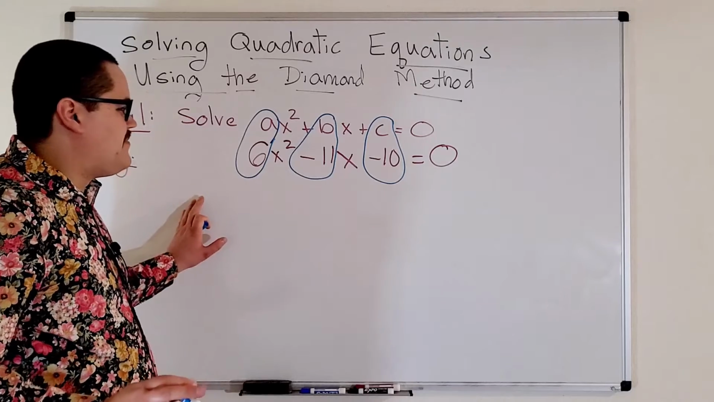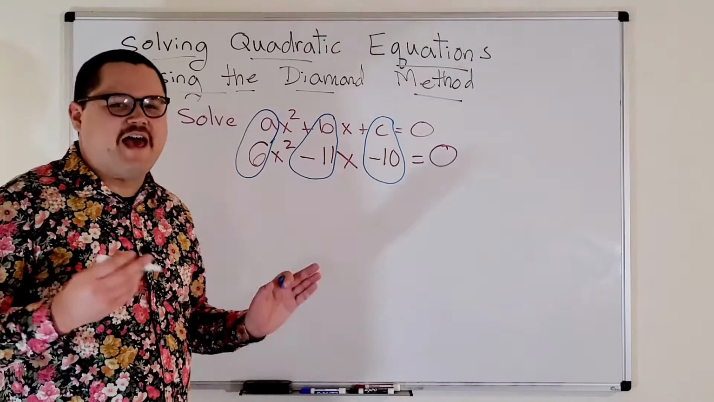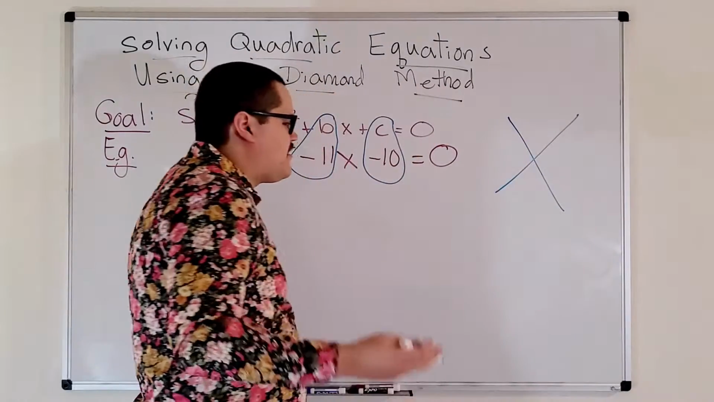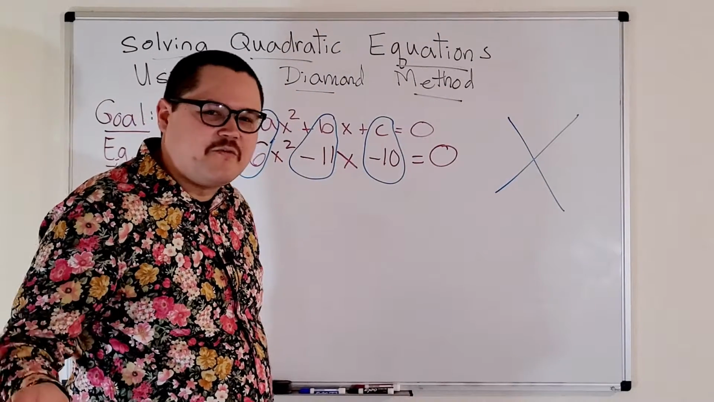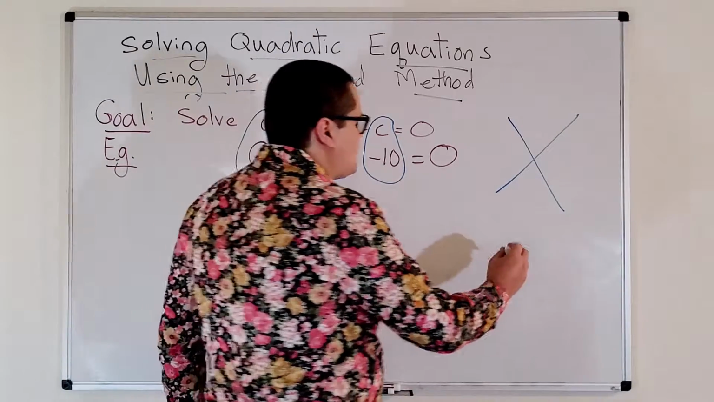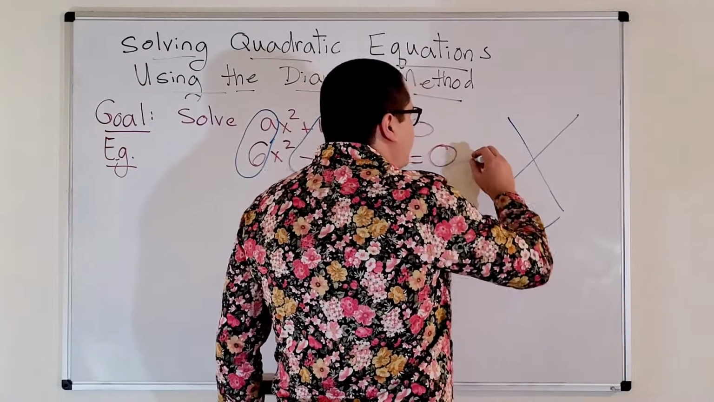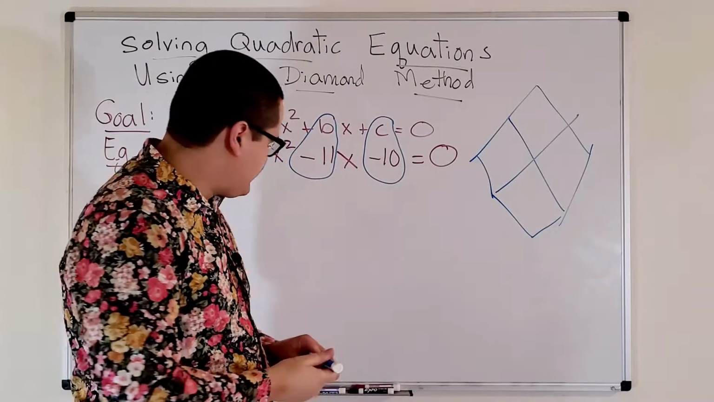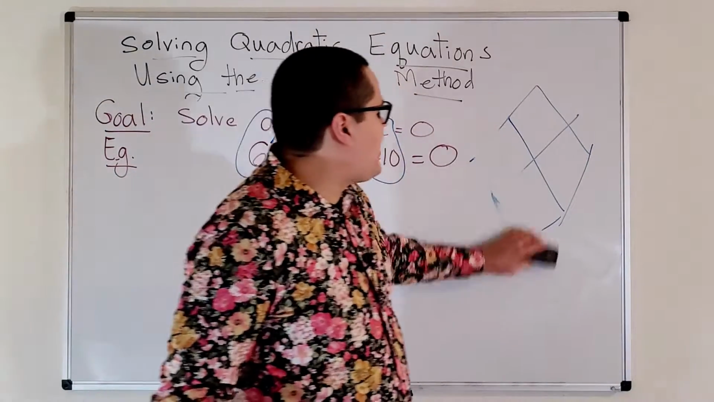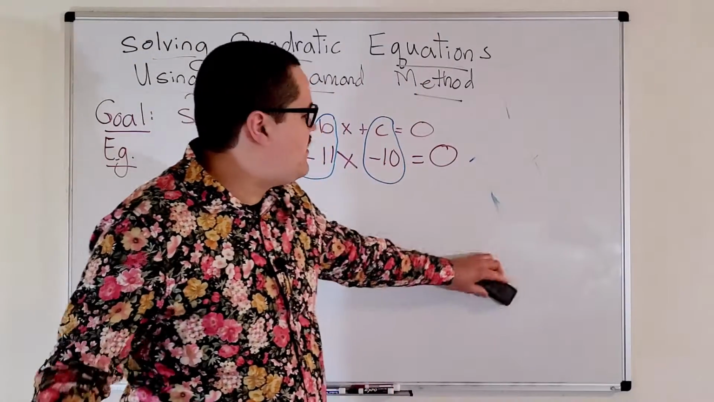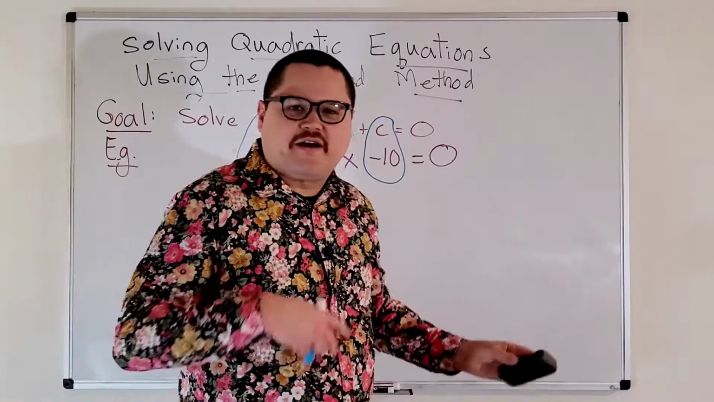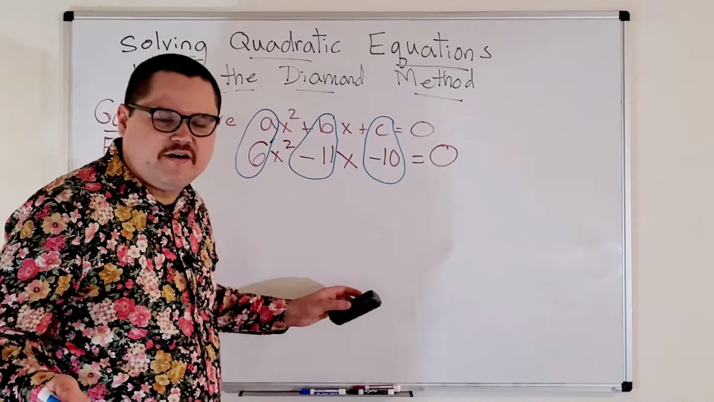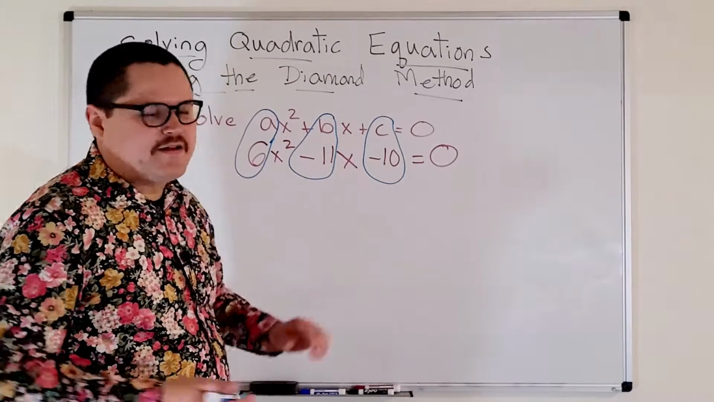Next step in the diamond method is we draw an x. Now you might have thought we'd draw a diamond, and if you want, you can add some more lines and make this look more like a diamond, but really, we just need to draw an x. So I would prefer calling this the x method. X is for extreme. It's also the name of the variable that we're usually solving for, but it's called the diamond method.